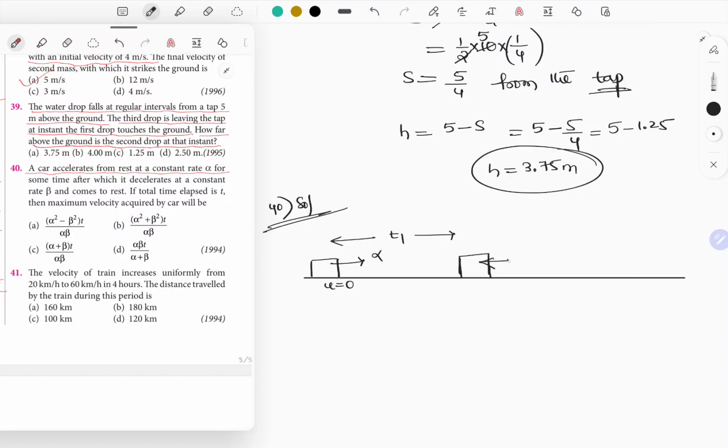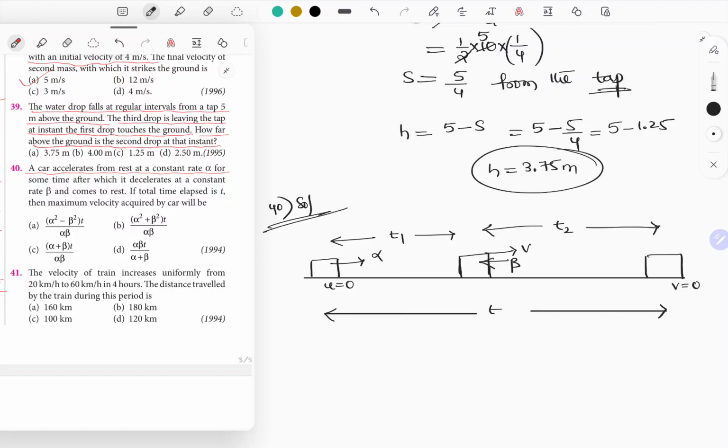Beta is deceleration. It is in the opposite direction. So at this moment it will be having some velocity, and from that its velocity reduces to zero. By the time t1 it gains some velocity v, right? From that velocity it is going to reduce to zero. Let's say it is going to be t2 time, the remaining time. So final velocity is going to be zero. The total time taken by this vehicle is going to be t.